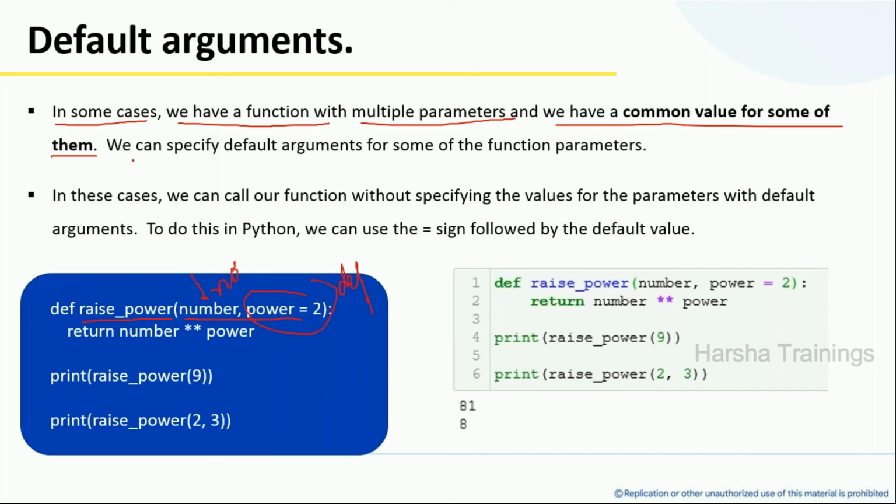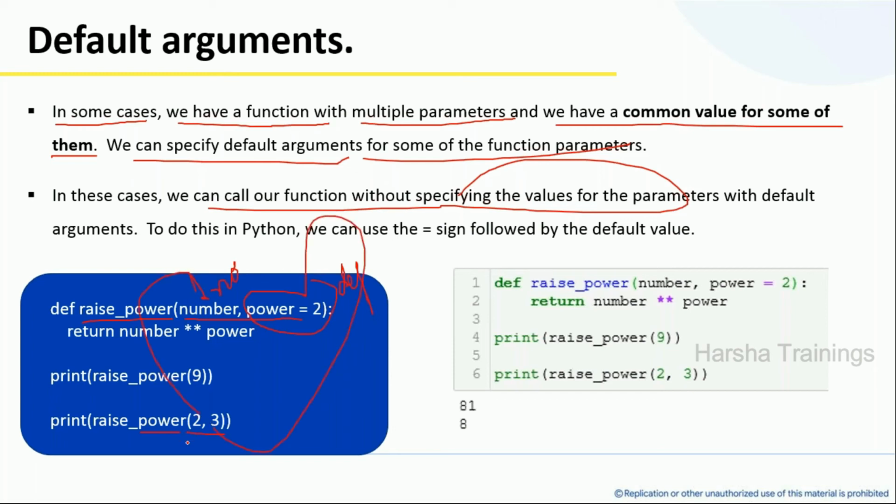Are you getting me? Now we can specify the default parameters for some of the function parameters. In these cases, we can call the function without specifying the values of these parameters. Look here, power 2 comma 3. 2 will go to number, 3 will go to power. Here I have given 2 arguments, no issue. Then it will take 2 cubed. Now here I'm giving only 1 argument. The second argument will be collected from the default argument. So it will become 9 to the power 2. Got it? Can you please respond? No. Okay, just repeat once.